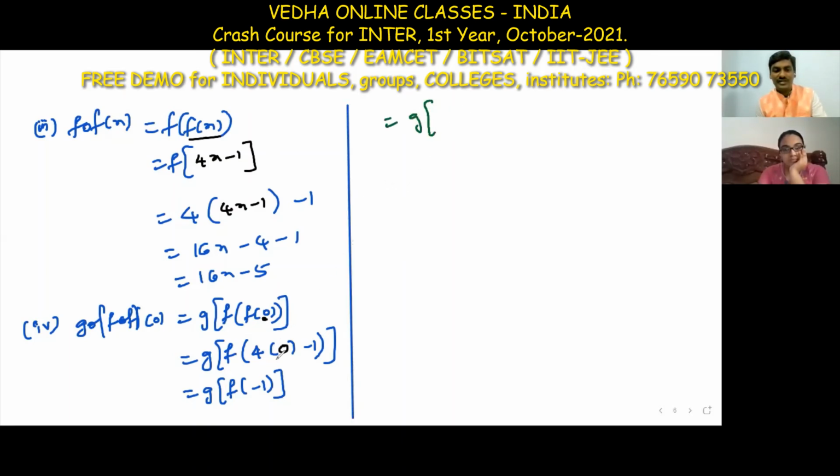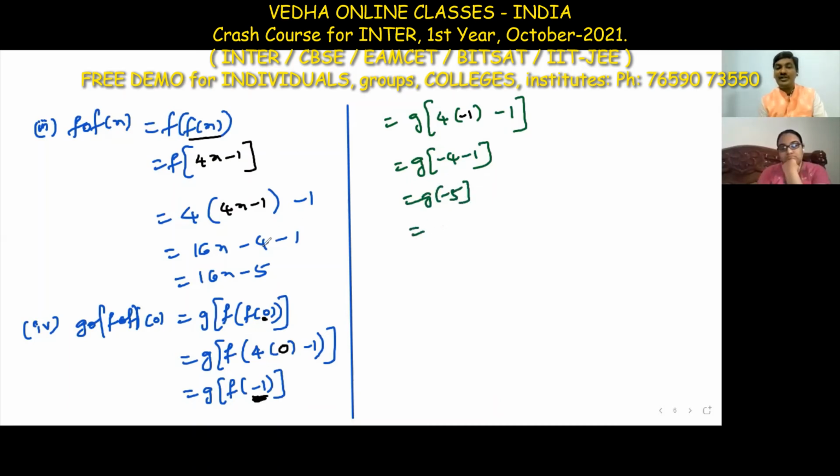The f of x function we already know is 4x minus 1, 4 into x minus 1. What is in place of x? In place of x we have minus 1. Write that minus 1 here. So it becomes G of minus 4 minus 1, which is equal to G of minus 5.